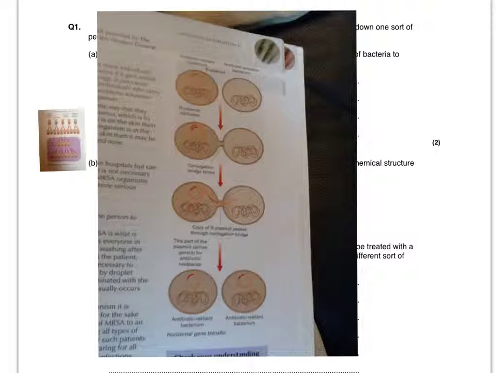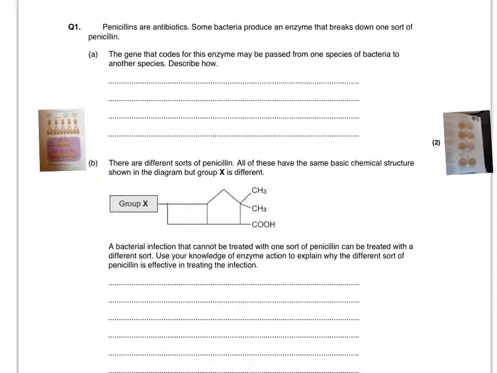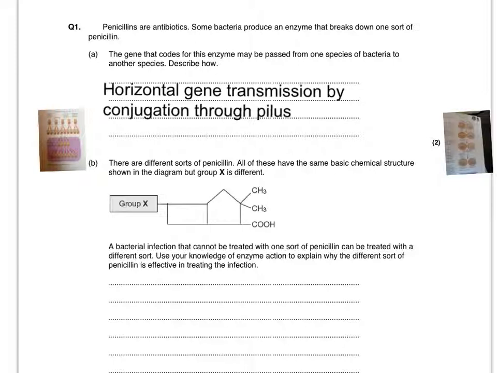And horizontal gene transmission, which happens during conjugation, is where antibiotic resistance can be passed from one bacterium to another. Now this question is asking: the gene that codes for this enzyme may be passed from one species of bacteria to another. Describe how. So it is asking for horizontal gene transmission. So the answer is horizontal gene transmission through conjugation through a pilus.